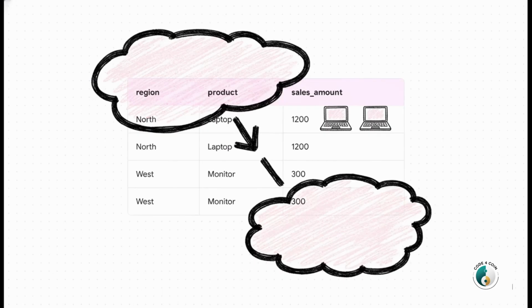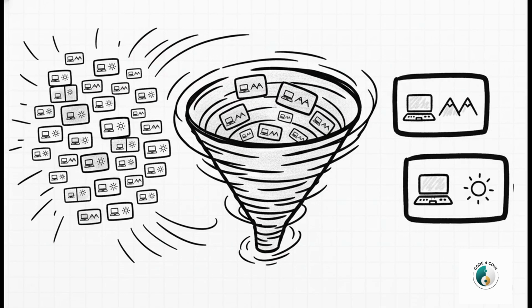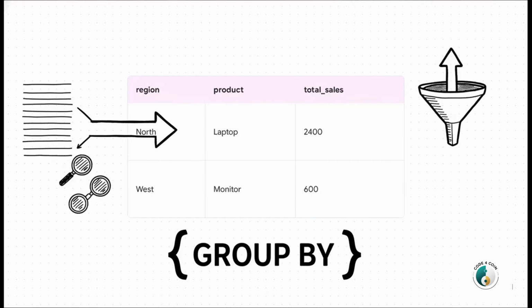Just take a look at this raw data. You can see we've got multiple sales for laptops in the North region, several for monitors out in the West. If we want to understand how we're performing, we can't just stare at this endless list of transactions. We need a summary. So now, let's see what happens. We're going to apply the GROUP BY clause. We're telling SQL, create a unique group for every single region and product combination you find, and then add up the sales for each of those groups. And there it is. All of those individual transaction rows are now collapsed into these clean, easy-to-read summary rows. We now have one single line that tells us the total sales for laptops in the North region. That is the power of GROUP BY.